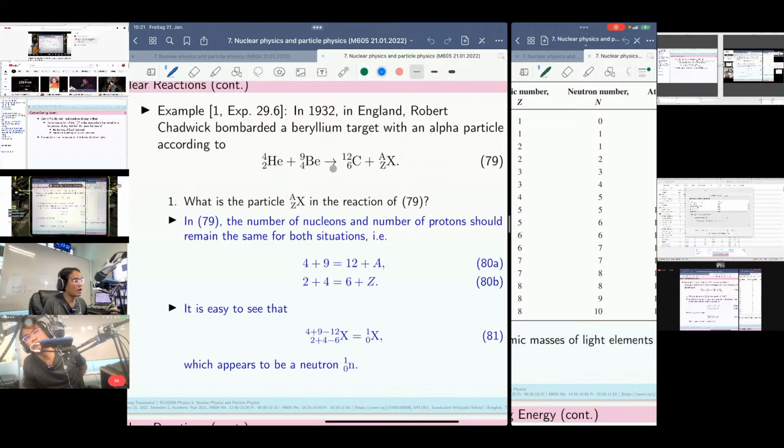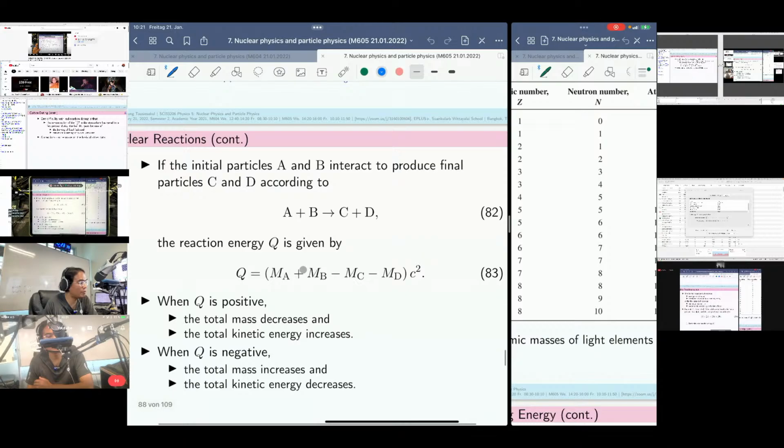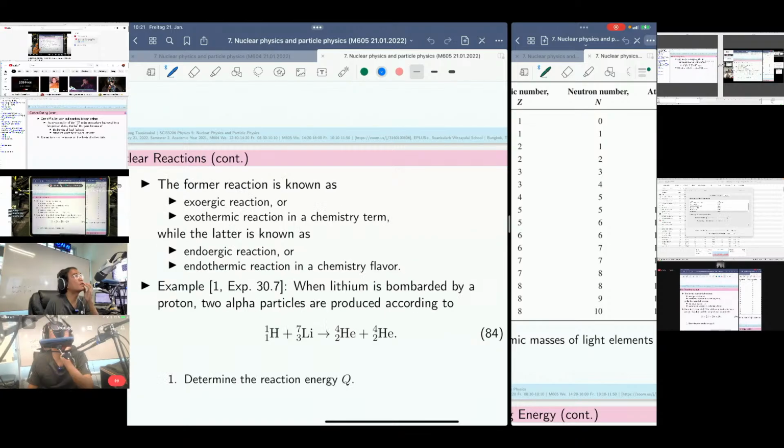Now it's time for us to take a close look at the energy, because in physics, energy is important. Let's see what happened.